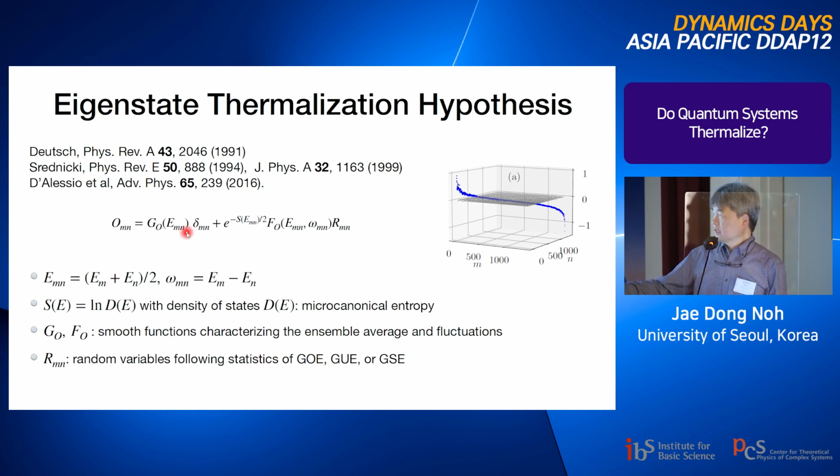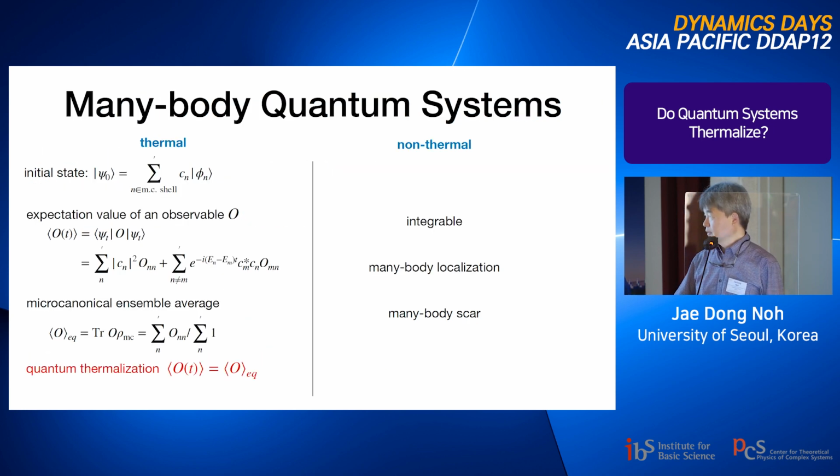And additionally, you can see here that the diagonal element depends only on the energy. There is no quantum number dependency here. This is very crucial. It can depend on the energy of your energy eigenstate, but there is no quantum number dependence. And from this assumption, they can show that this quantity becomes equivalent to the microcanonical ensemble average.